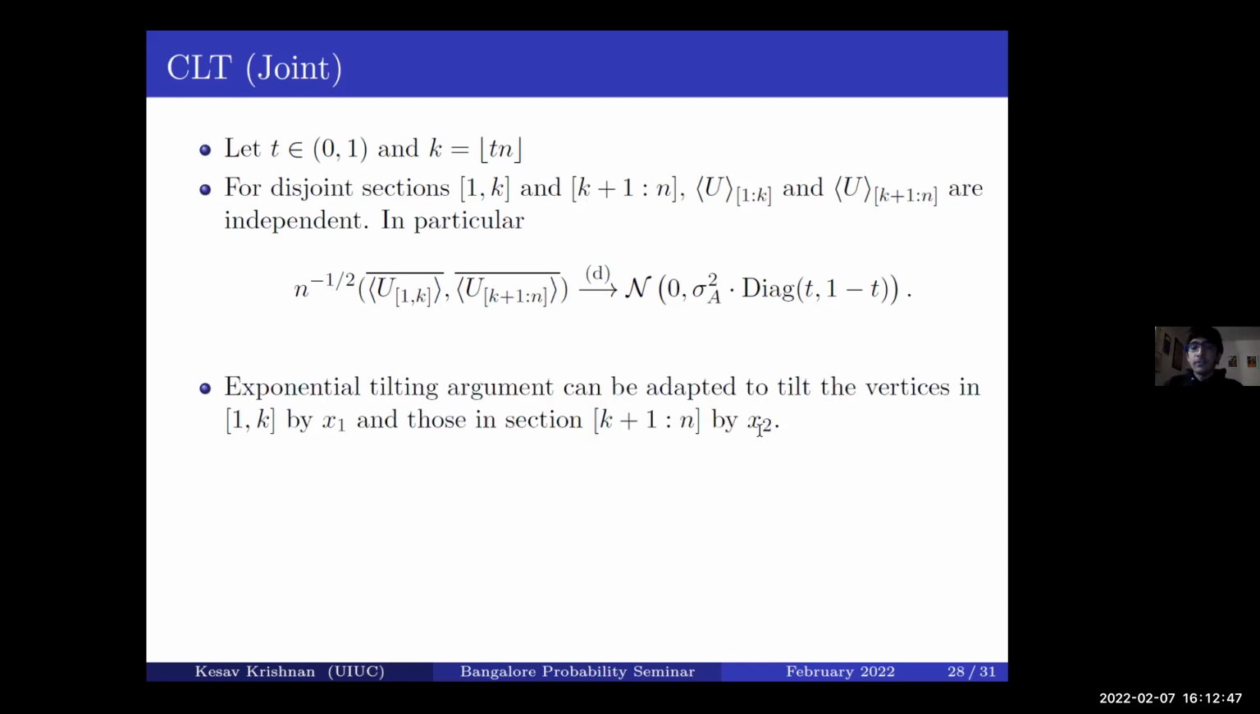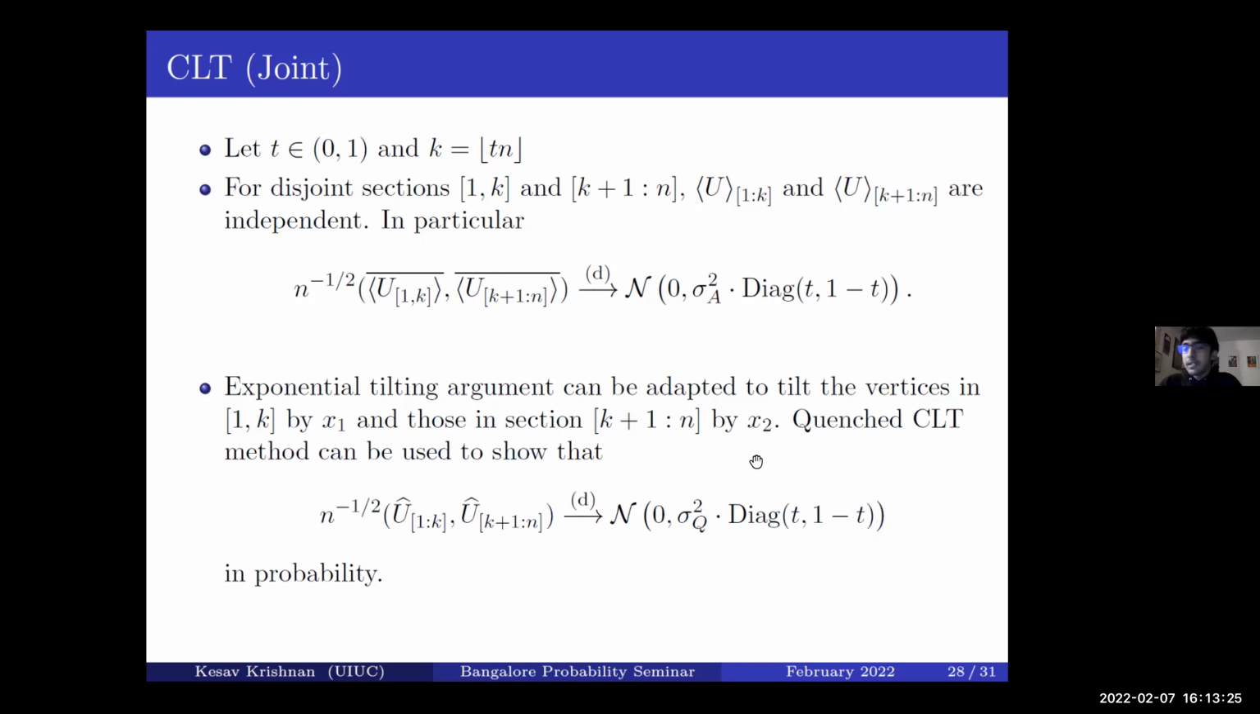The exponential tilting argument can be adapted to study the number of vertices that correspond to individual sections as well. So you tilt the vertices in section 1 through k by x1. You tilt those in section k plus 1 through n by x2. x1 derivatives of the log free energy will tell you how many vertices there are in the first section. x2 derivatives will tell you how many there are in the second section. Mixed cumulants are provided then by mixed derivatives.